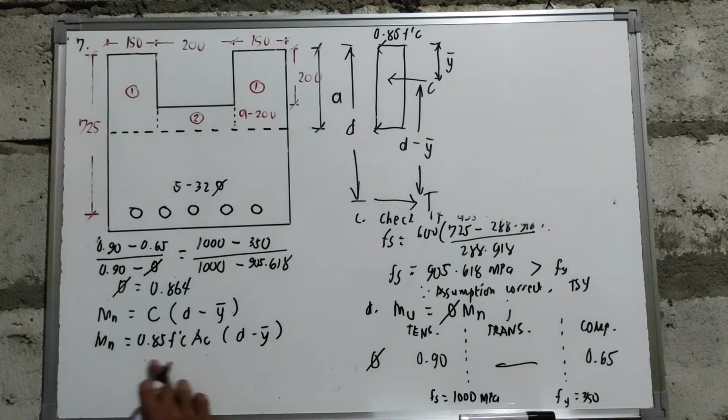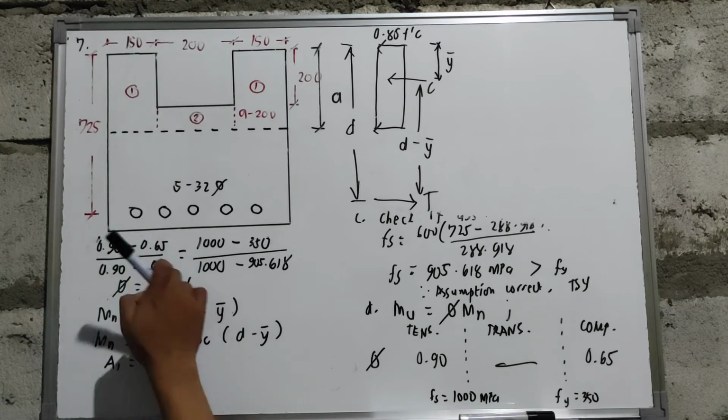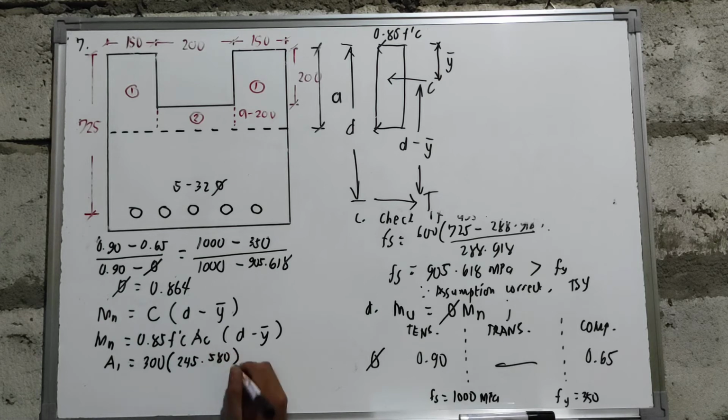So Y bar. How are we going to calculate for the value of your Y bar? So Varignon's theorem muna tayo. Hanapin muna natin yung mga area natin. Area 1. So we have a base of 150 plus 150, so you have 300. And we have a height of A, which is equal to 245.580. So we have a value of your area which is equal to 73,674.